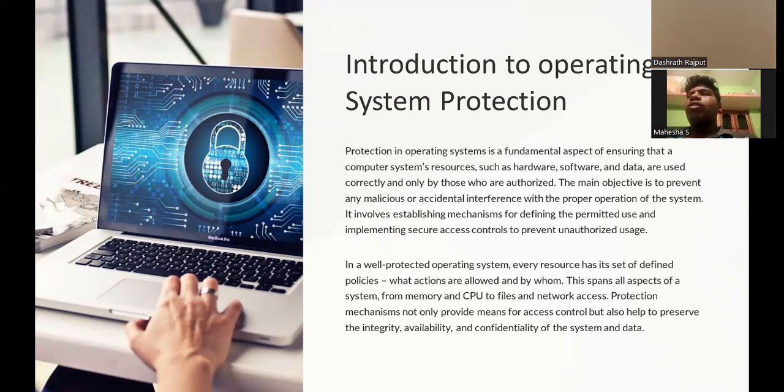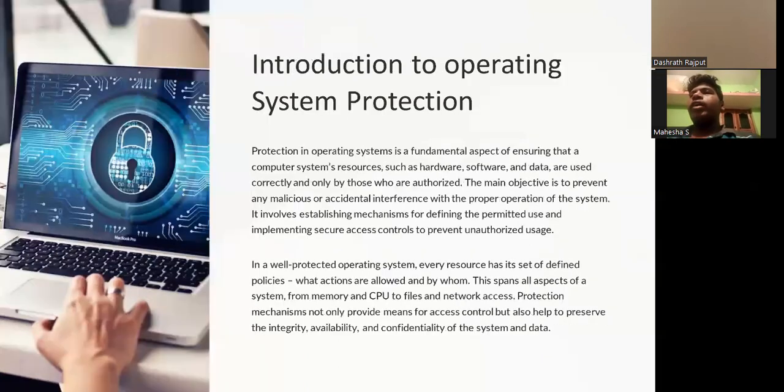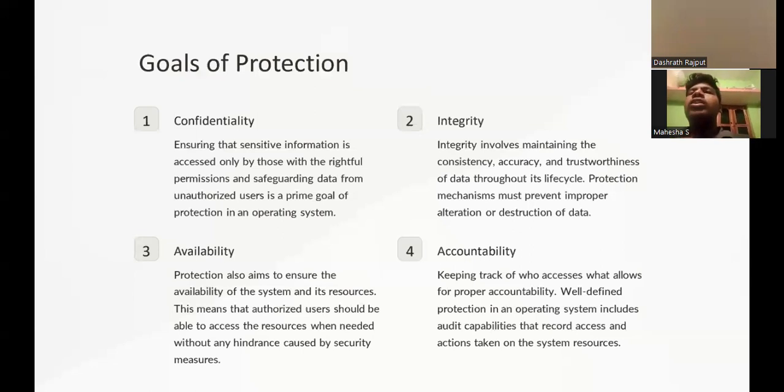Protection mechanisms not only provide means for access control but also help to preserve the integrity, availability, and confidentiality of the system and data. Next, we have goals of protection. First one, confidentiality. Ensuring that sensitive information is accessed only by those with the rightful permissions and safeguarding data from unauthorized users is a prime goal of protection in an operating system.